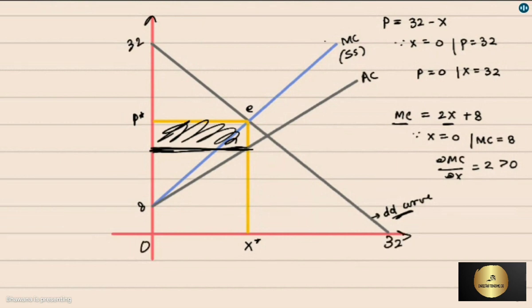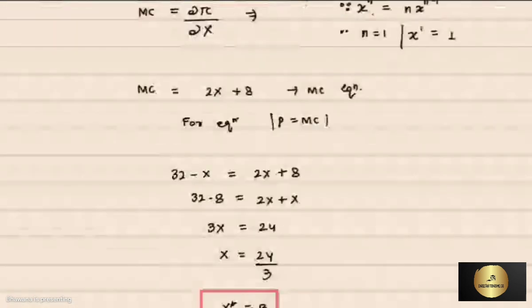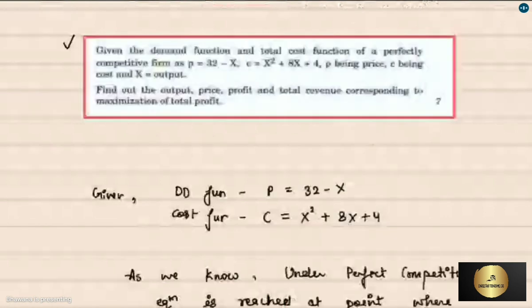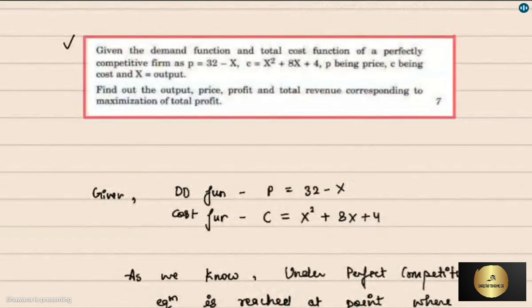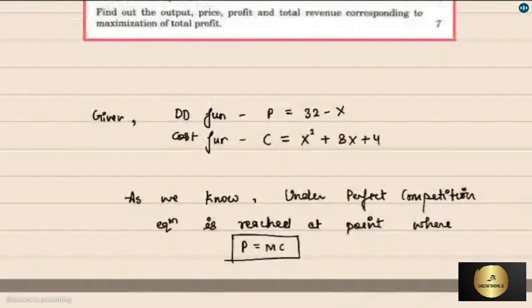This is it. I think we are done with this question. We have answered all the dimensions, which are output, price, profit, and total revenue to maximization of total profit. So we are done with this question.